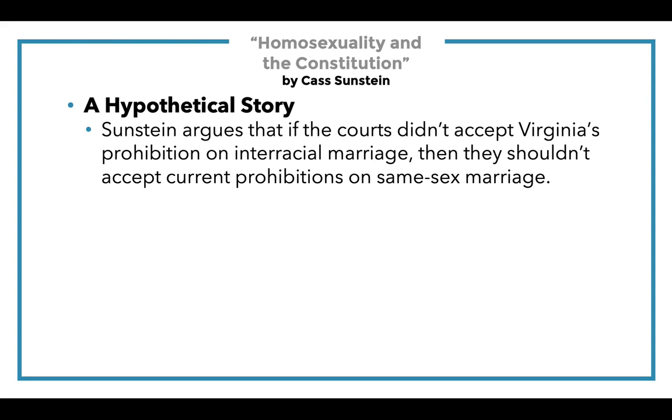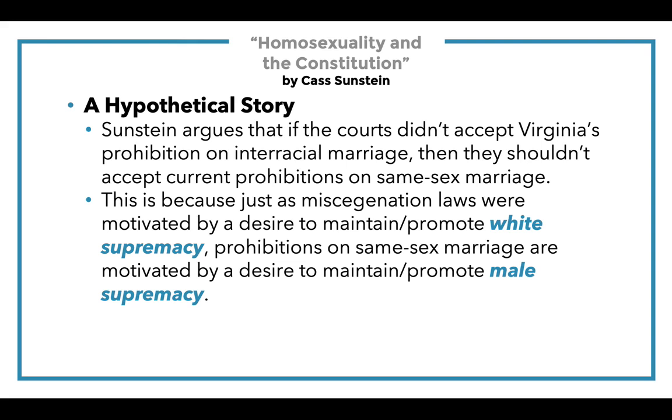So what Sunstein argues at this point is that if the courts didn't accept Virginia's prohibition on interracial marriage, then they shouldn't accept the current prohibitions on same-sex marriage. So what he's saying is there's a parallel here between the laws against interracial marriage and laws against same-sex marriage. This is because, according to Sunstein, just as miscegenation laws were motivated by a desire to maintain or promote white supremacy, prohibitions on same-sex marriage are motivated by a desire to maintain or promote male supremacy.